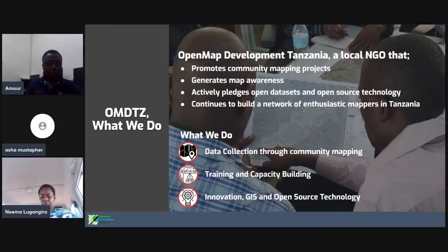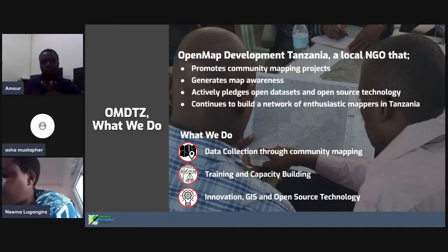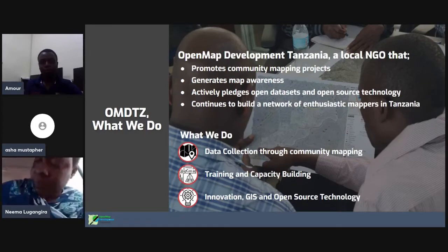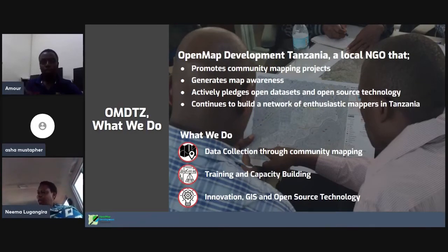And just to highlight briefly what we do: we do data collection through community mapping. We use community mapping to give them a sense of ownership of the data, because they're the ones who have been affected by different problems. By doing community mapping, we're giving them a sense of ownership of the data, and we also harness local knowledge through the communities. We also do training and capacity building at different levels.